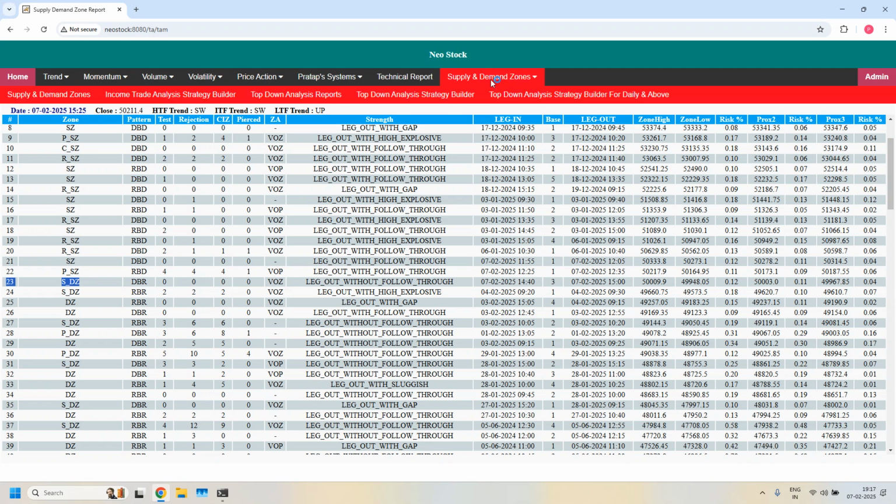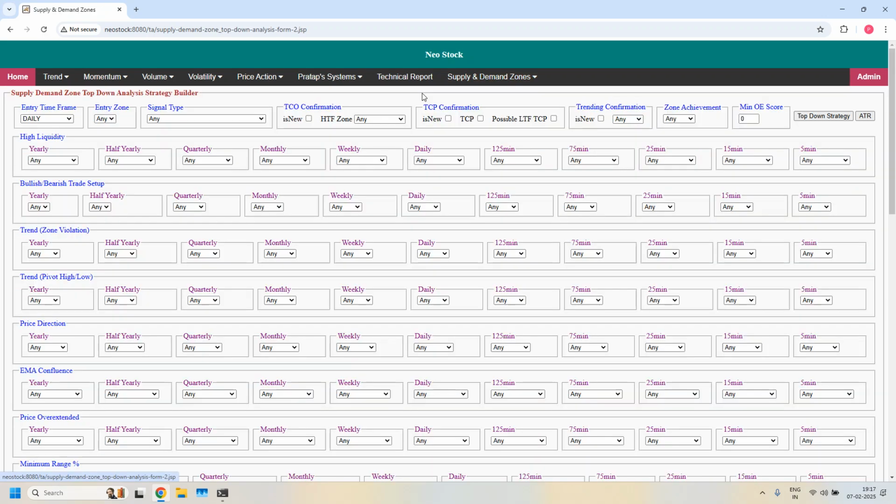Next reports are about bullish and bearish trade setups for monthly, weekly, daily and hourly income trades. Let us generate. Let's start with the bullish trade setup for monthly income trade. So entry time frame should be daily. Entry zone is demand zone. In bullish or bearish trade setup at entry time frame daily, I am selecting bullish.